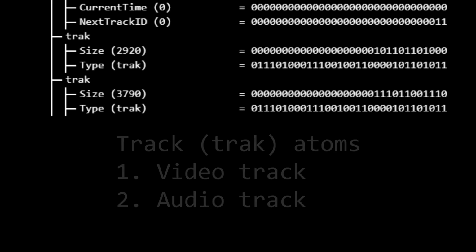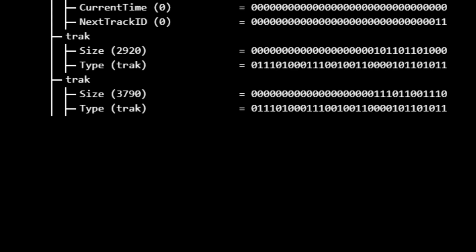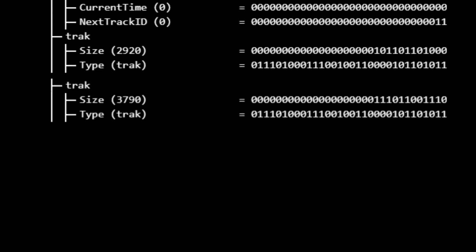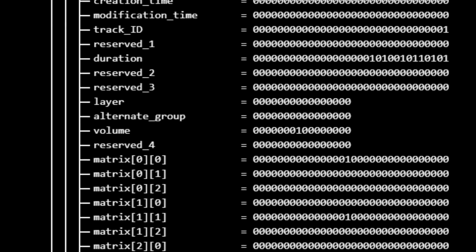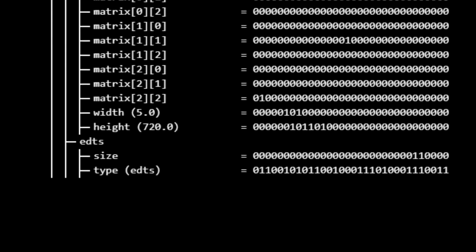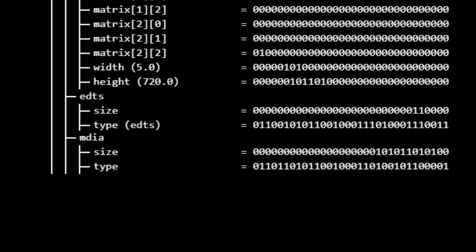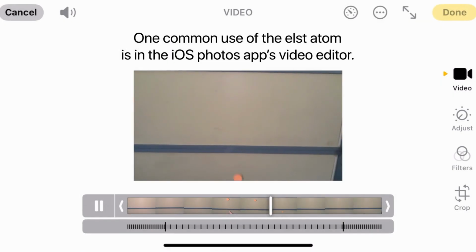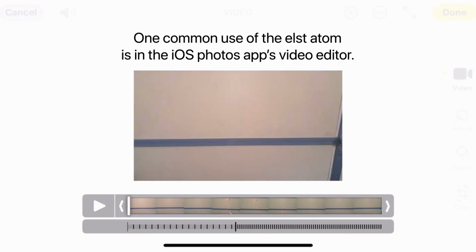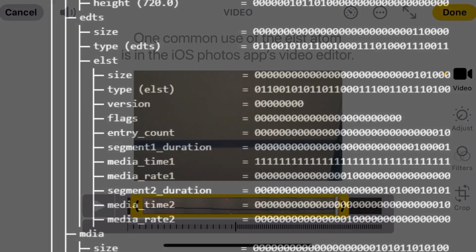Now, create 2 track atoms, one for the video and one for the audio. We'll first do the video. Inside the first track atom, create the track header, or TKHD. Then, create the edits atom, or EDTS, and the media atom, or the MDIA. Inside the EDTS, create the edits list, ELST, like so. The ELST atom maps the segments of media to the track timeline, controlling playback timing, start points, and speed.